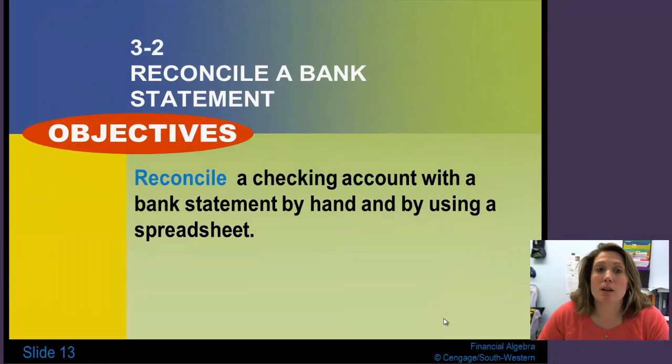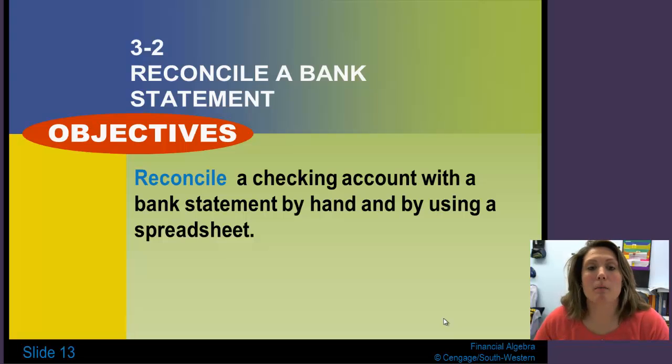So let's begin 3-2. In 3-2, we're going to reconcile a bank statement. What that means is we're going to take a look at our bank statement and what's in our checkbook register, and we're going to make sure that they match. So reconciling a checking account with a bank statement by hand and by using a spreadsheet, we're not going to use the spreadsheet. We're not going to use Microsoft Excel. We're just going to do it by hand.